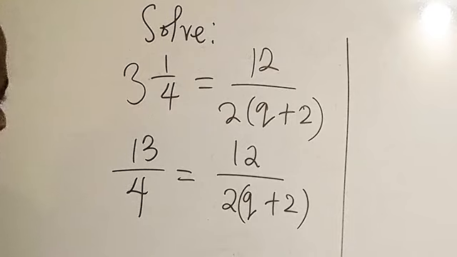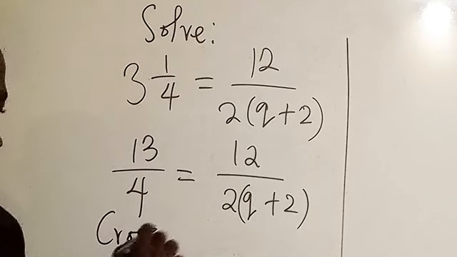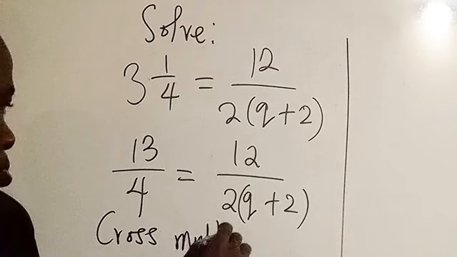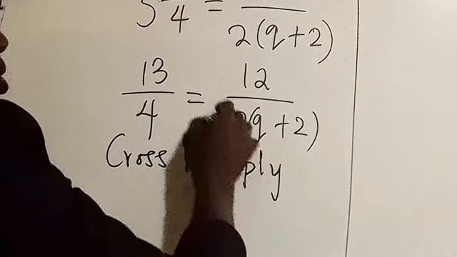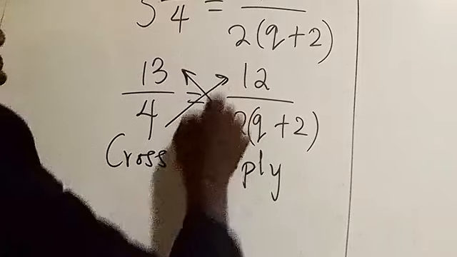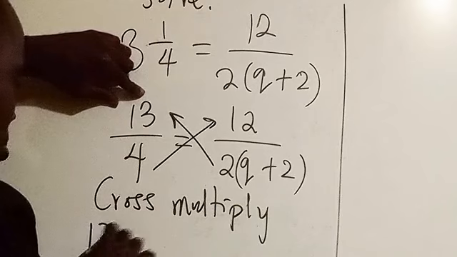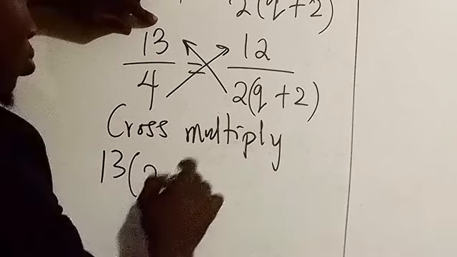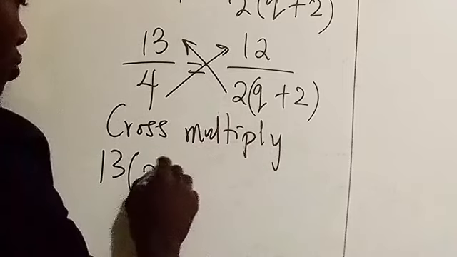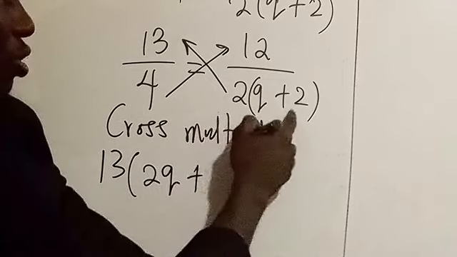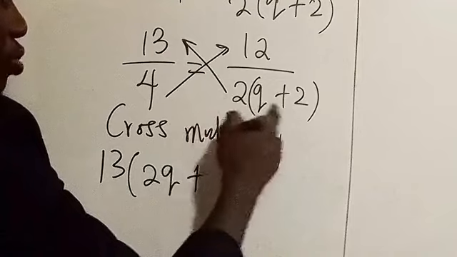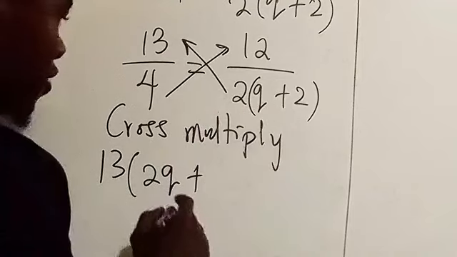What we are going to do here is cross multiplication. Cross multiply, that is, this will multiply this, this will multiply this. So therefore 13 multiplying 2 times q, we have 2q. Let us open the bracket. Let's use this 2 to open the bracket first.